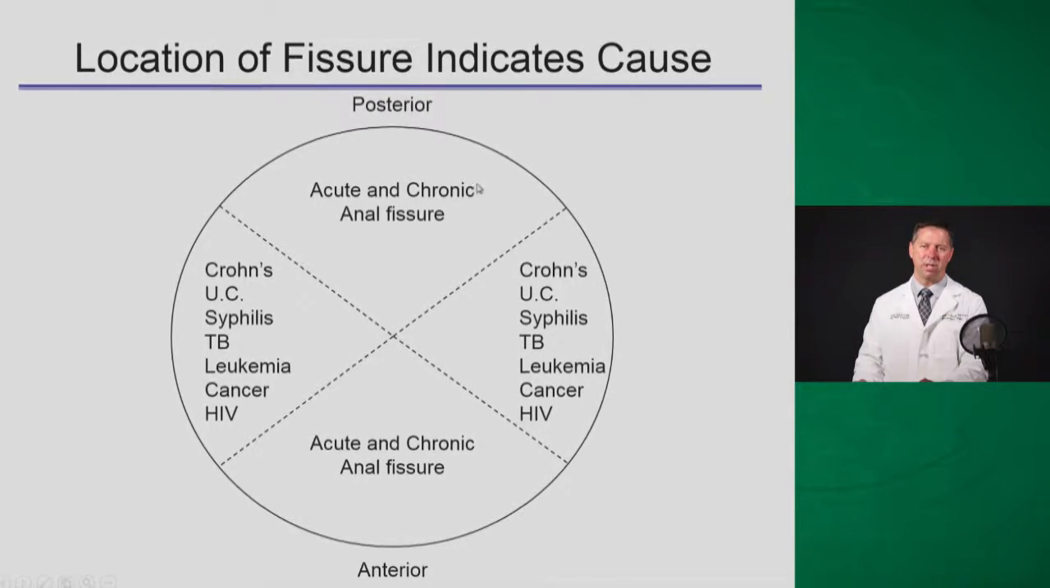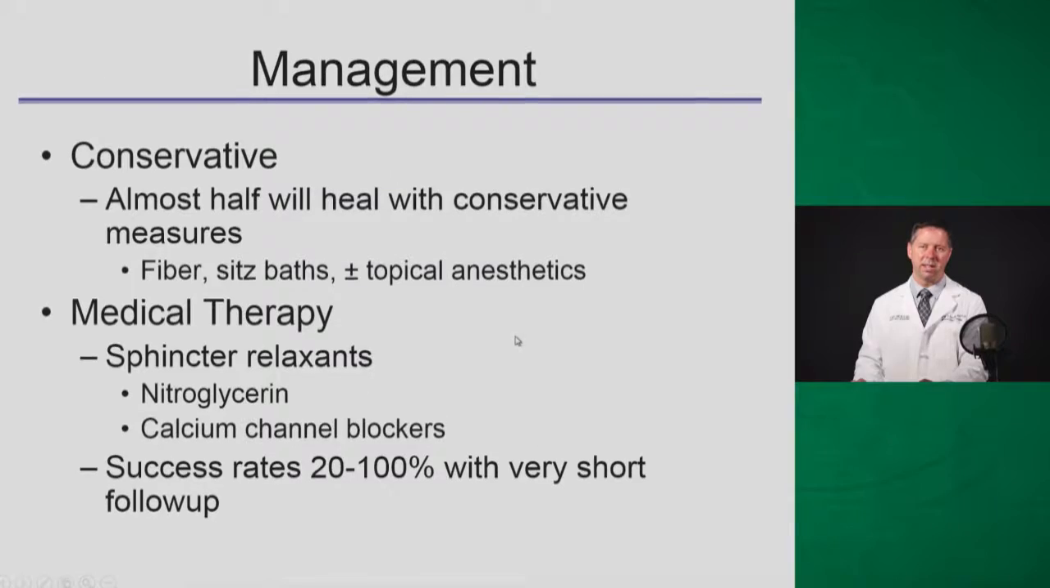Remember, 90% of our fissures, or 80% of our fissures, are posterior, 10% are anterior. The other 10% are sporadic. The vast majority are caused just by trauma, but we do have to think of these other disease processes in situations where it doesn't quite make sense.